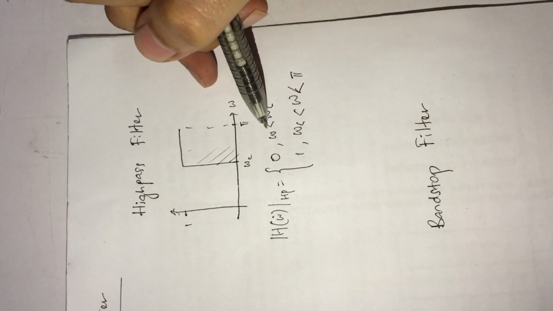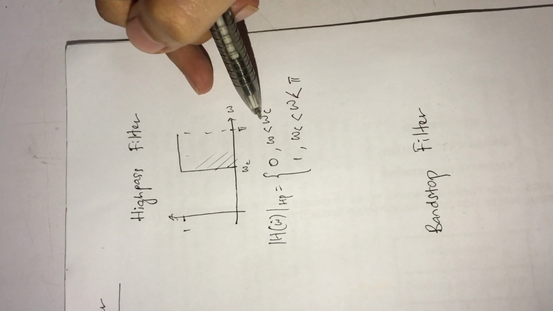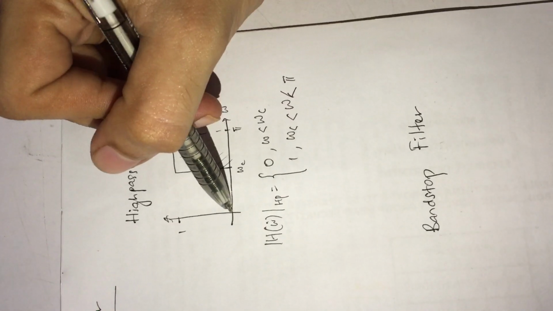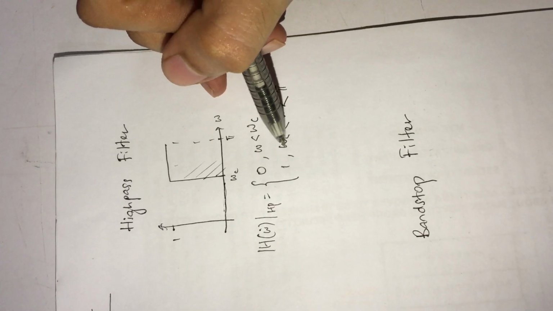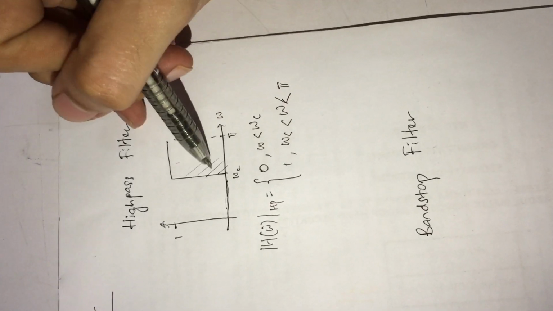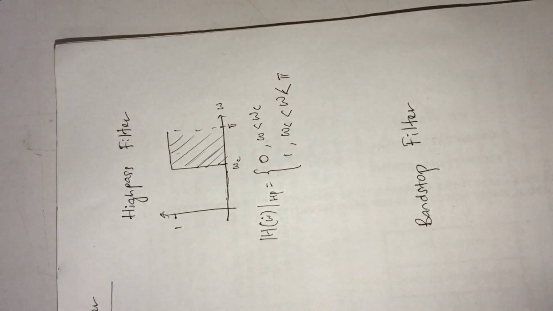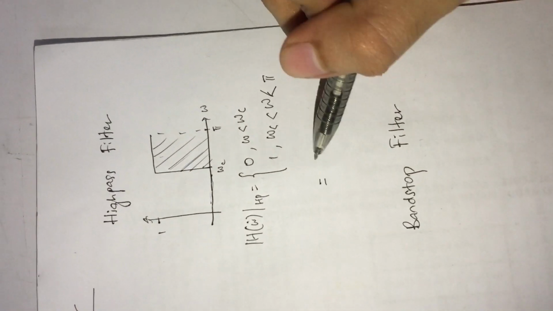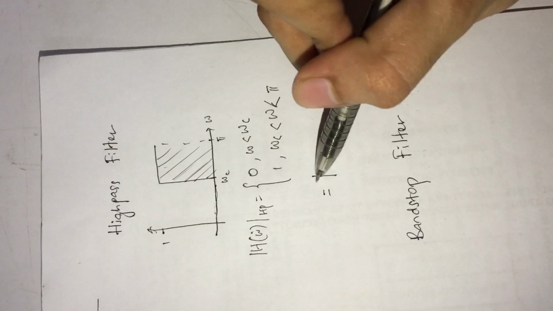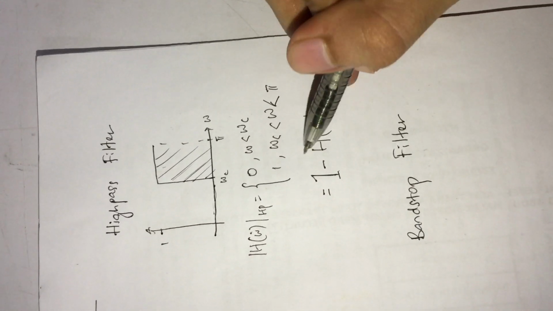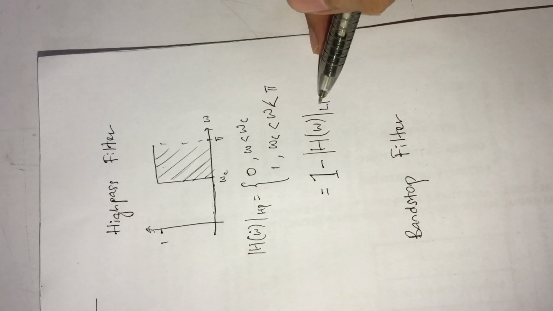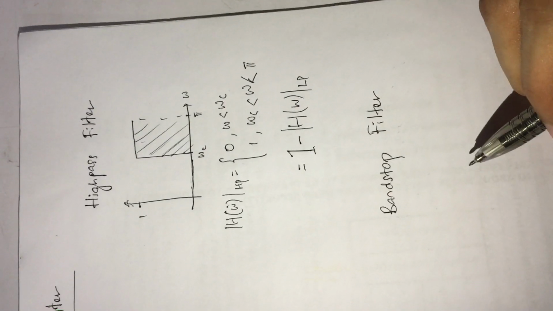As you can see, when the frequency is less than the cutoff frequency, it is 0, and when the frequency is between the cutoff frequency and pi, it becomes 1. You can also use the equation 1 minus the low pass filter, which means it is the opposite of the low pass filter.